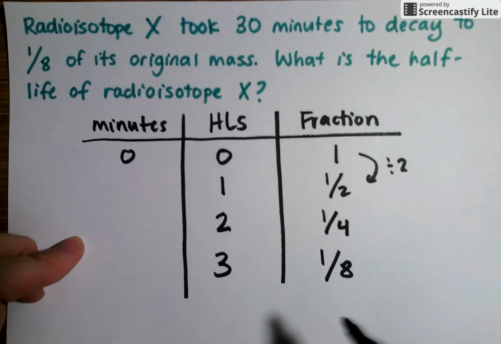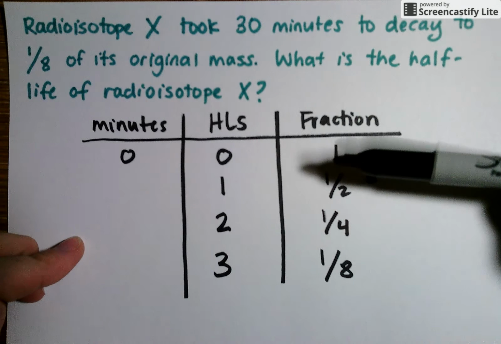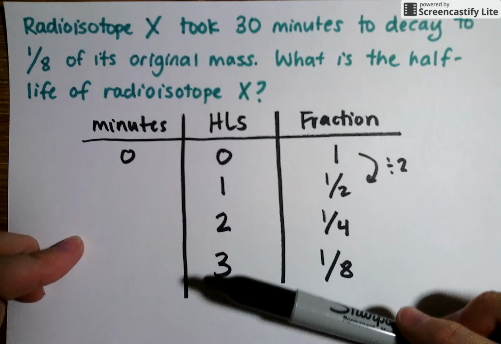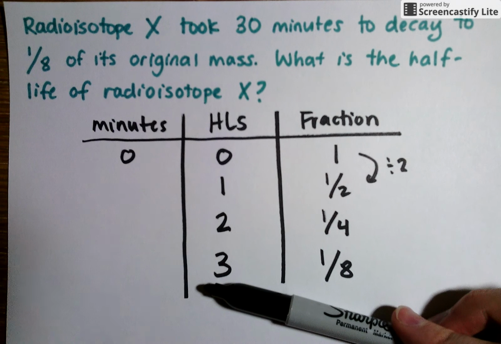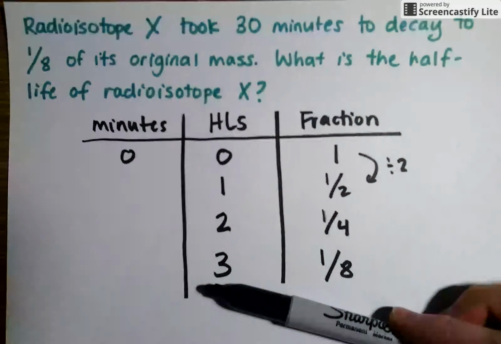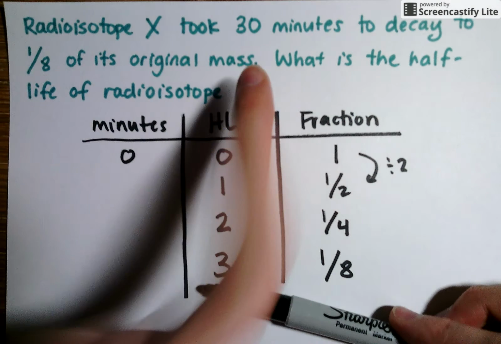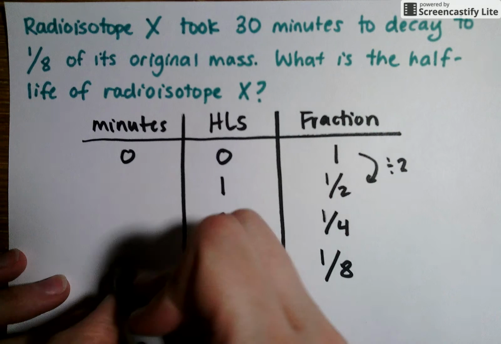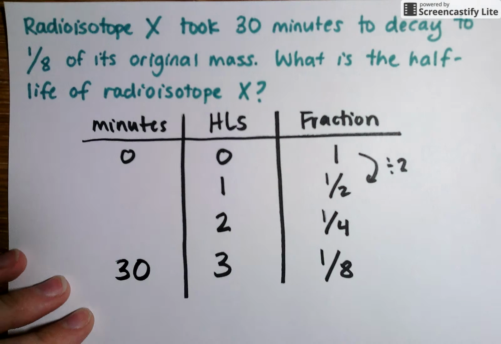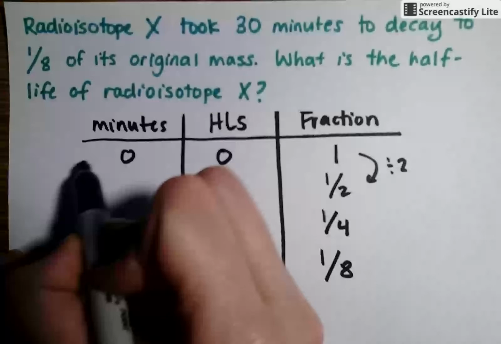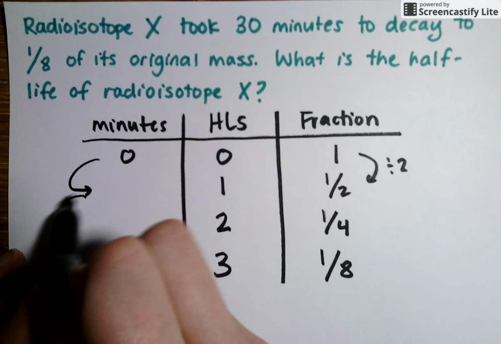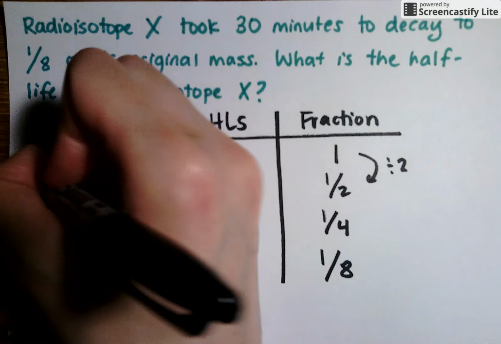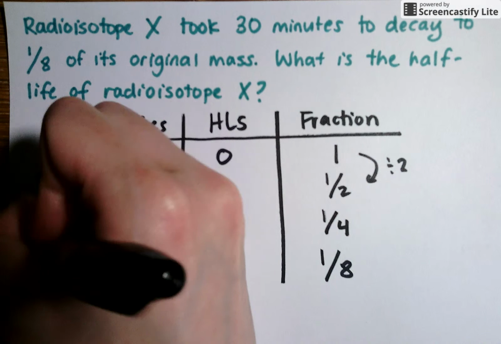So what this now tells me is that to get from our whole sample down to 1/8 of its original mass, it took 3 half-lives. And the problem gives us one more important piece of information, that 3 half-lives was equivalent to 30 minutes, because this decay process took a total of 30 minutes. So I know each half-life I had to be adding on a specific amount of time. I'm just going to represent it as like a plus x or something like that.